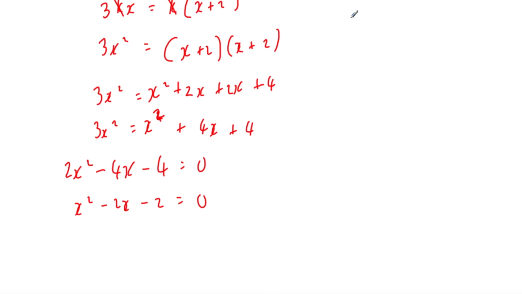So in terms of completing the square, we had x squared minus 2x minus 2 equals 0. To do completing the square, we're going to open up our brackets. Then we're going to half the coefficient of x. So the coefficient of x here is minus 2, so half of that is minus 1.